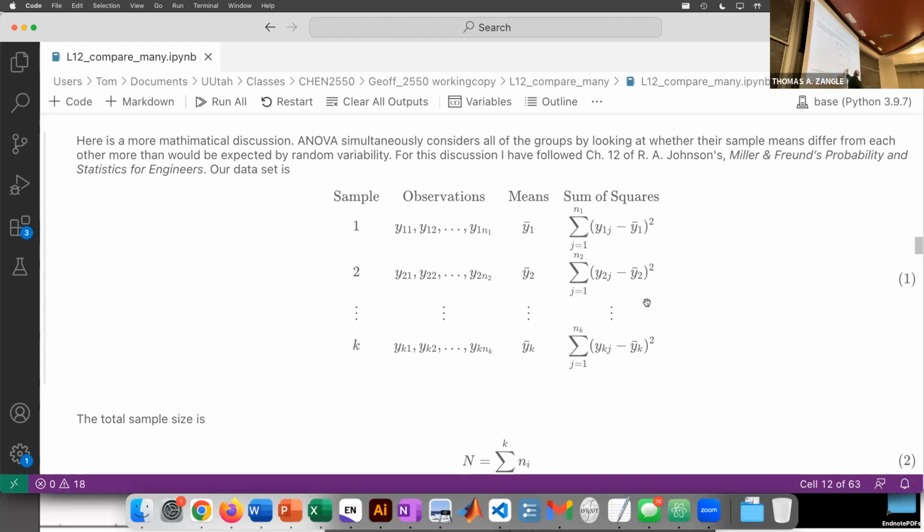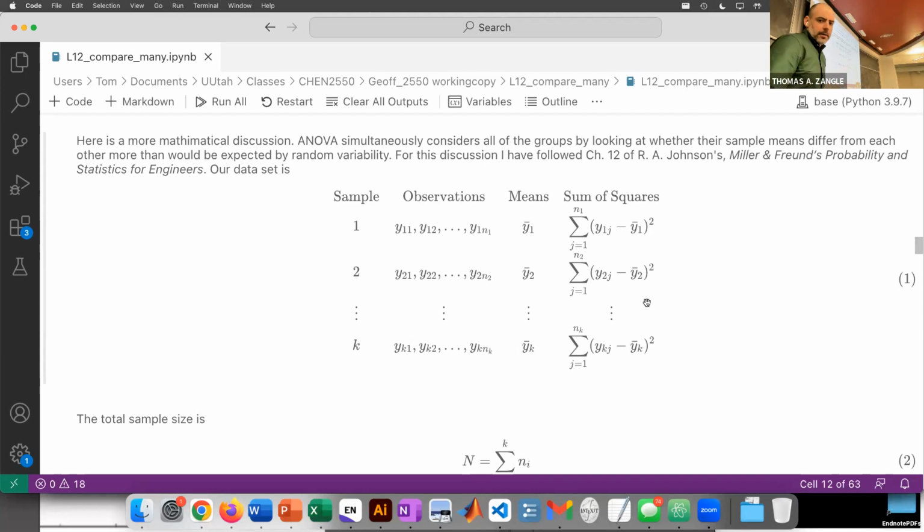Each one of those sample groups has its own mean, which we're going to denote here as ȳ_k. And each group then has a sum of squares relative to that mean, so the sum of each value minus the mean, squared. So that's how we're going to get started.